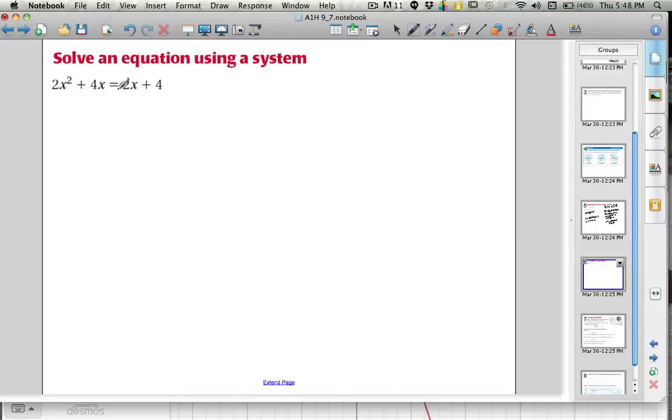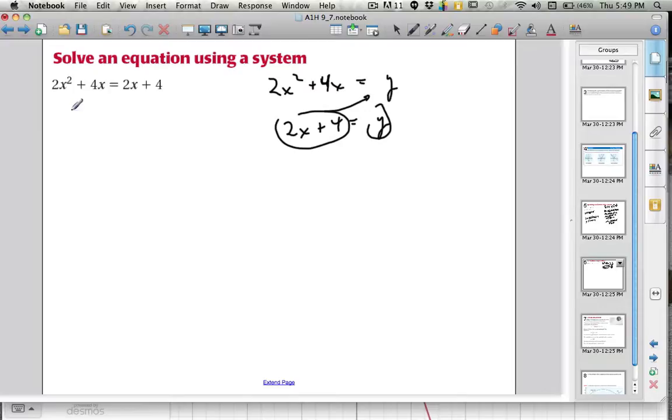Solve an equation using a system. So what we could do with this particular item, if you go back to what we did with substitution, I could say this is 2x squared plus 4x is equal to y, and I could get 2x plus 4 is equal to y. And now this would be a linear system. I could graph these, or I could just go ahead and solve the original by continuing on. So I could take these either way.